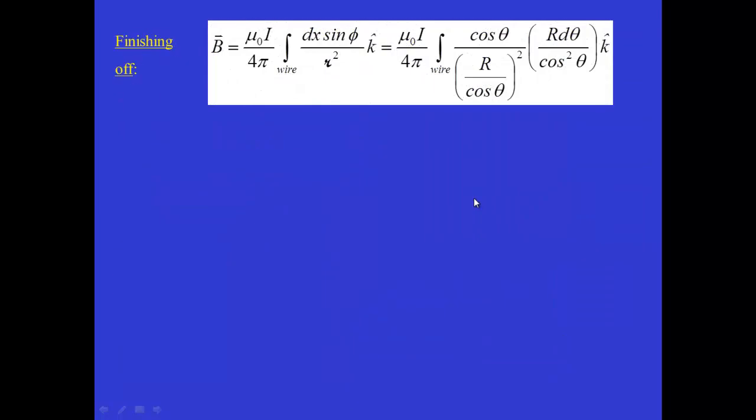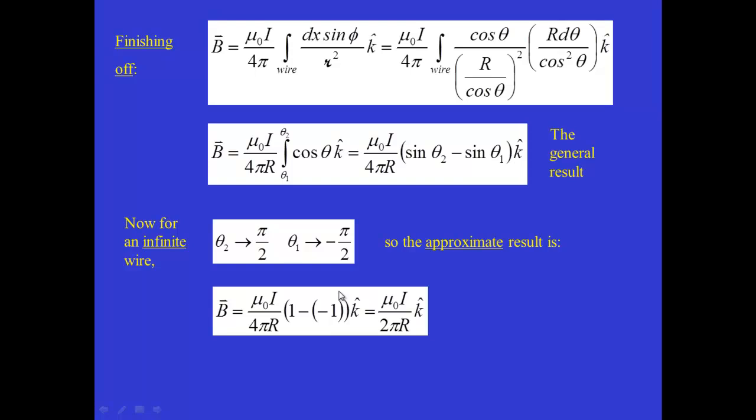So we do that for this special case. Infinite wire: theta 2 goes to pi over 2, theta 1 goes to negative pi over 2. The sine of each of those is easy to calculate. Sine of pi over 2 is 1. Sine of negative pi over 2 is negative 1. So 1 minus negative 1 is 2. And we get this rather simple answer. For an infinite wire, mu naught I over 2 pi r in the k hat direction.